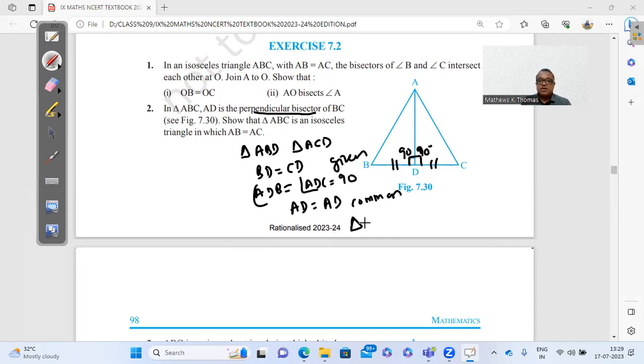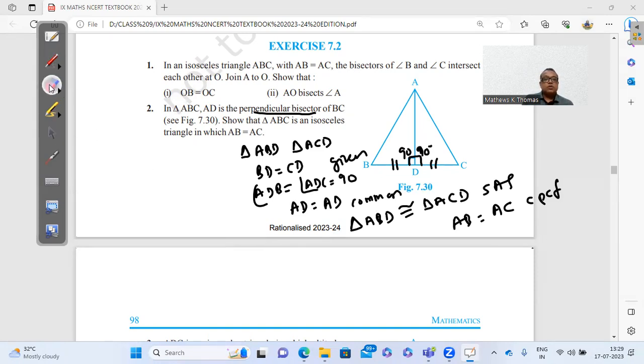So we can say that triangle ABD is congruent to triangle ACD by SAS. And if the triangles are congruent, then AB equal to AC by CPCT. Corresponding parts of congruent triangles are equal. So we will get this equal. So that's answer number 2. Very simple question. We can prove them by SAS.